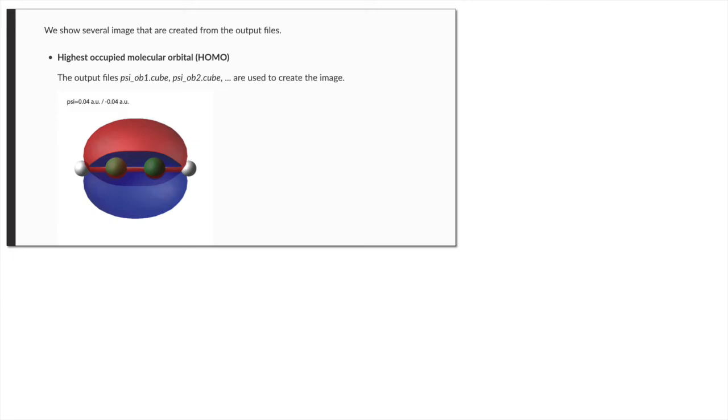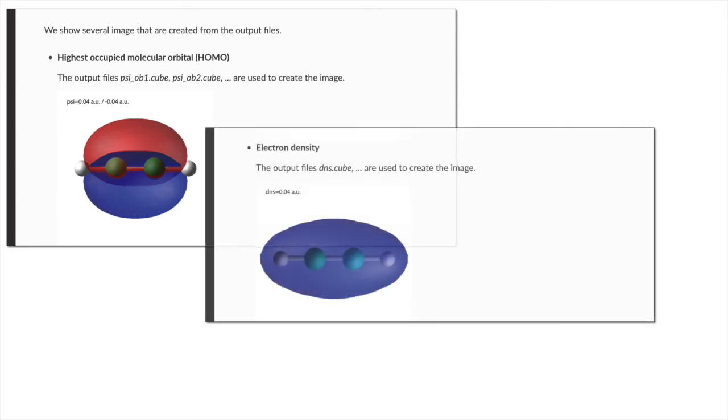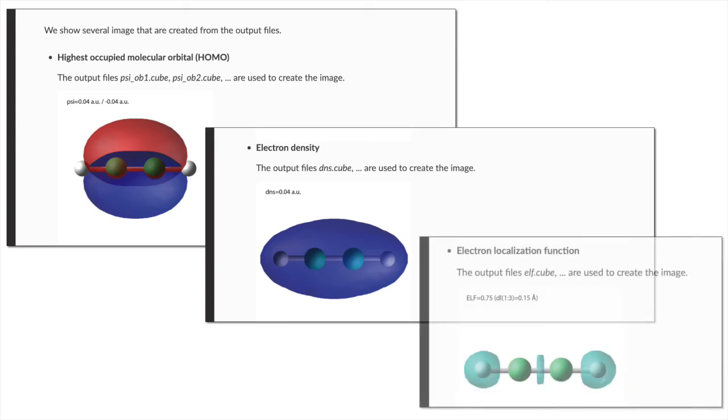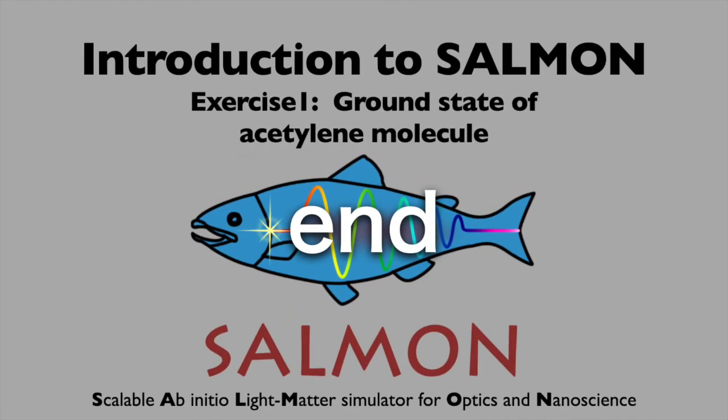It is feasible to develop an image of the ground state of the acetylene molecule by using the cube files. The first is the HOMO orbital distribution of electrons. The second is the distribution of electron density. The third one is called the electron localization function. This concludes the explanation for exercise 1.